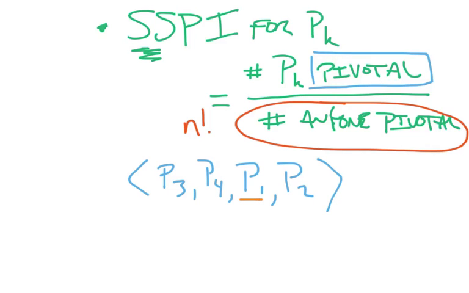So that's the one nice thing about the SSPI, is that its denominator is always going to be the number of players factorial. There are other ways that we saw how to go about sequential problems like this.